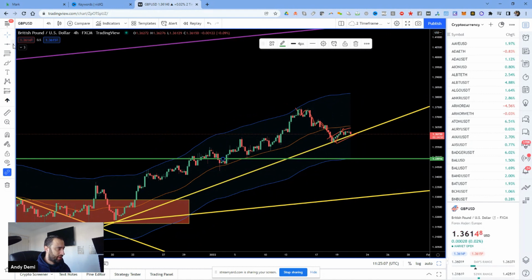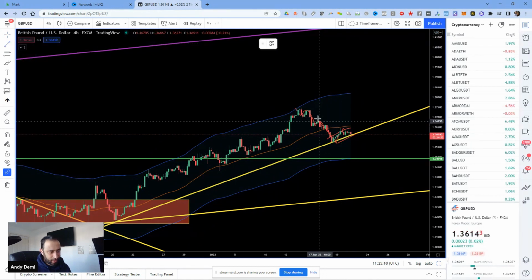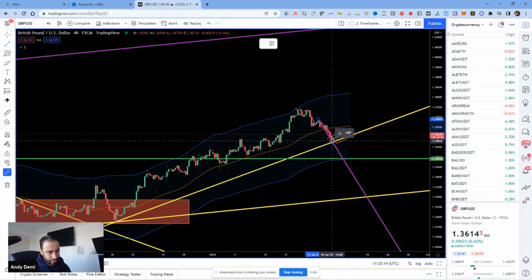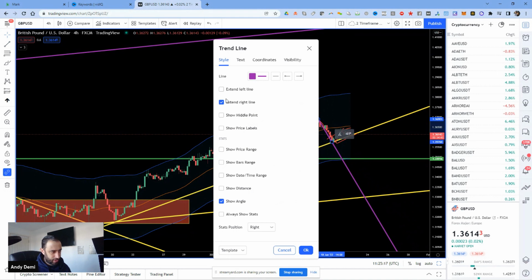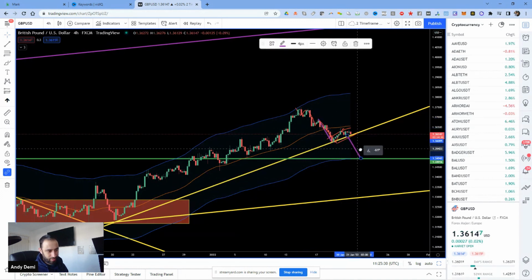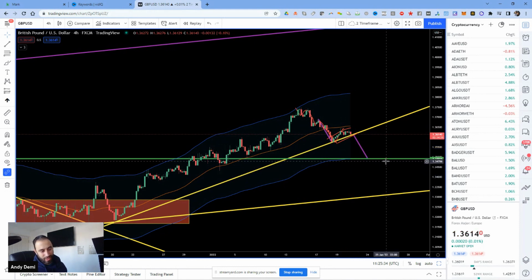Now, the other thing is if we're going to class this as a flag, then you can also work out the target from the flag. So this is the pole and this is the flag. If I just take the extension off, people tend to target the size of this pole. So you draw from high to low, which is the pole, this is the flag. You take this and you project it, and that can give you your target. Now, look how interesting that is, guys. That brings you to the exact same target of about 135.